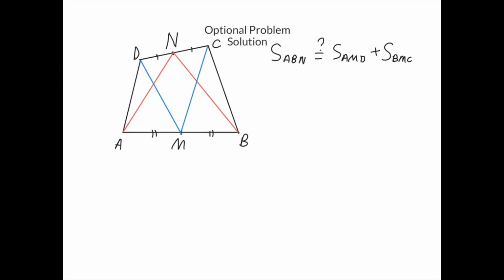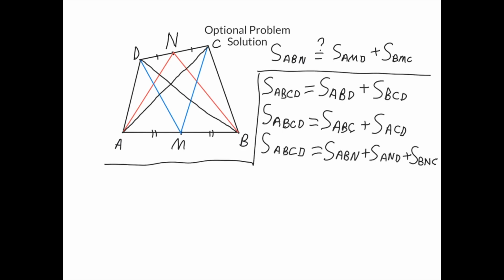And here's the solution. To solve the problem, we're going to write the area of ABCD, the whole quadrilateral, in three different ways. For the first way, given here, split the quadrilateral along the diagonal BD. Then we get the triangle ABD and the triangle BCD, and the sum of their areas equals the area of the whole quadrilateral. So we get this equality. The second way, we're going to split the quadrilateral along the diagonal AC. And so we get triangle ABC and triangle ACD, and the sum of their areas equals the area of the whole quadrilateral ABCD. So that's given here.